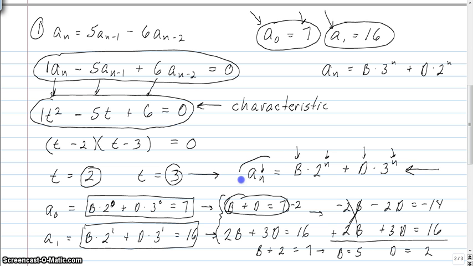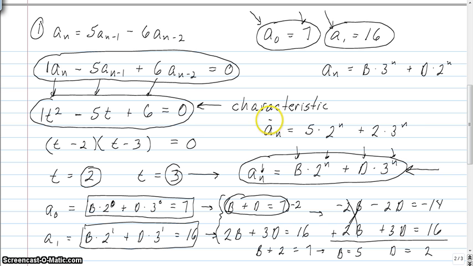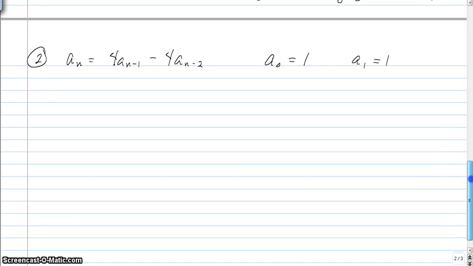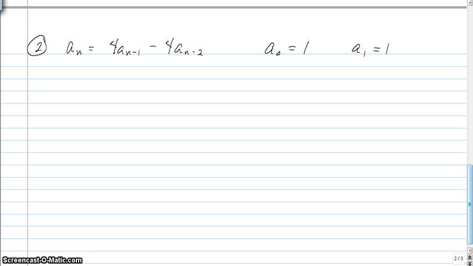Right, so now I know that this is my solution, except I've found the values of b and d. So the final solution is 5 times 2 to the n plus 2 times 3 to the n. And that's the specific solution to this recurrence relation with these two initial conditions. And so I squeezed that all in on one page because I had a second example written on the second page, but I think I'll start a new video to do this second example.